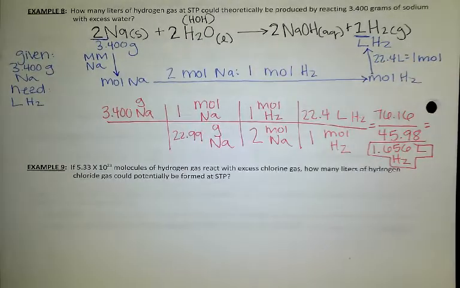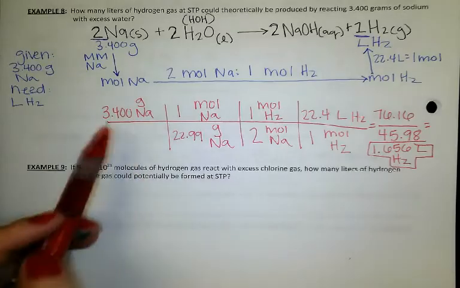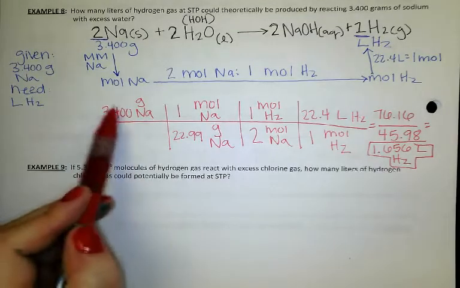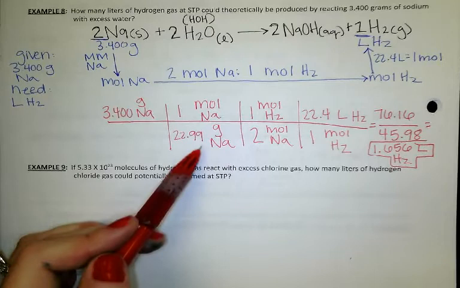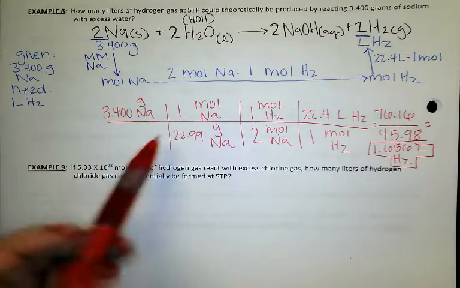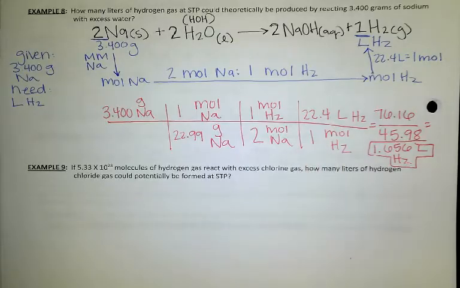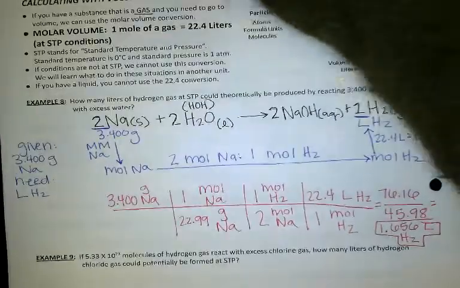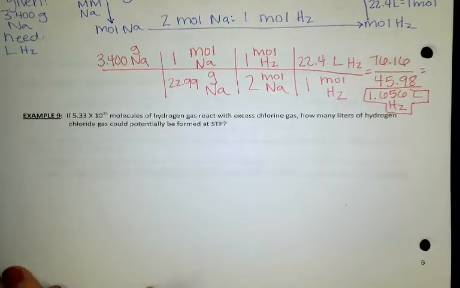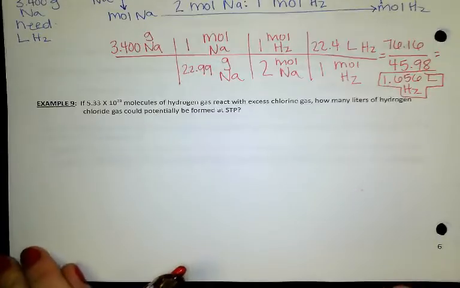1.656 liters of H2. Now that makes sense because look at how little sodium we have. We got a little sodium compared to how many grams are in a mole. So it makes sense that we have a little liters compared to how many liters are in a mole. And also it's a 2-to-1 ratio of 2 sodiums to 1 hydrogen. Okay. Now let's look at our next example.